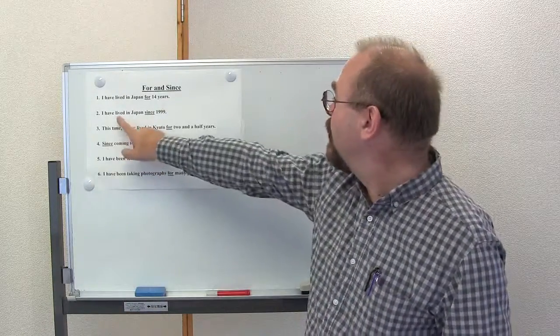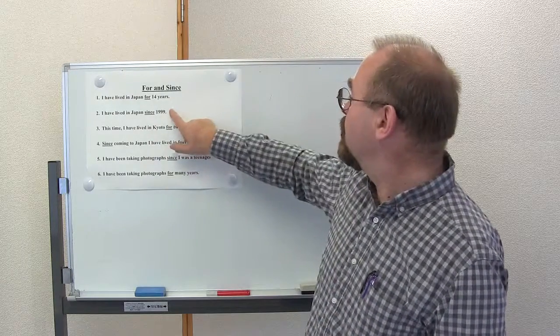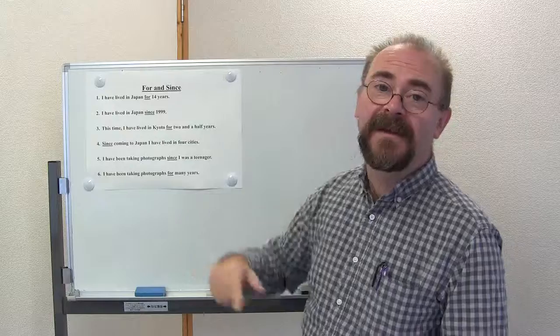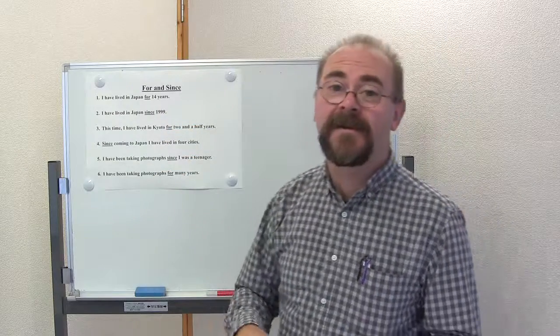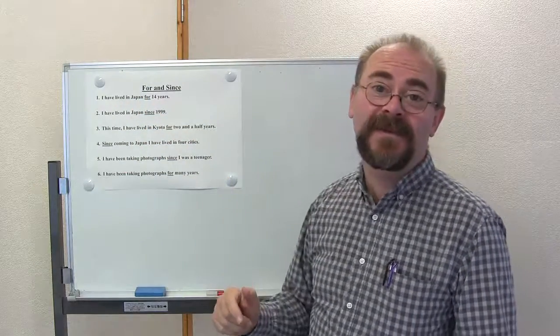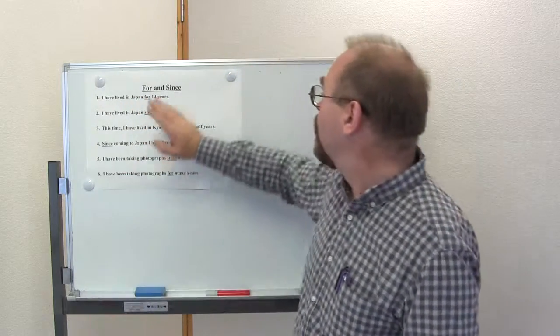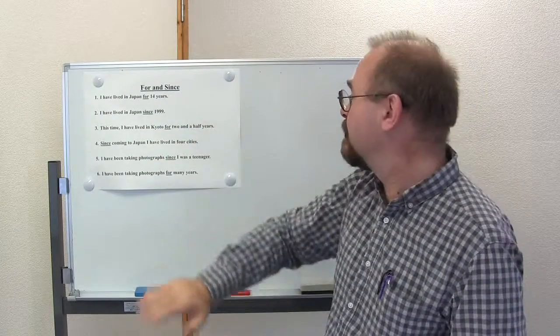So for example here, I have lived in Japan since 1999. So the meaning's the same, but with since we say when something started. I started living in Japan in 1999, so since 1999. The amount of years that I've been here are 14, so I have lived in Japan for 14 years. So, counting for, from the beginning, since.